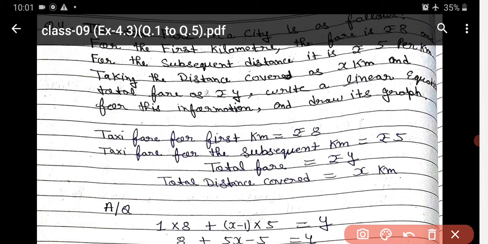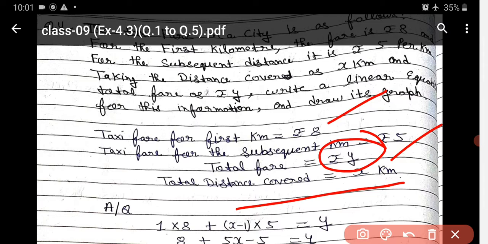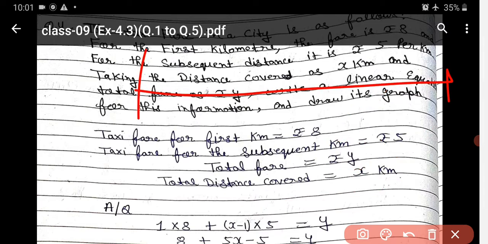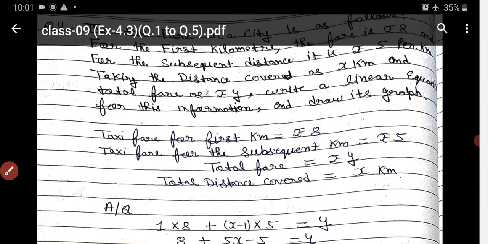So now the question is giving that the taxi fare for the first kilometer is rupees 8, and the taxi fare for the subsequent kilometers is rupees 5 per kilometer. Total fare, the total amount you have to give, is y, and total distance covered is x. As I told you, if the total distance covered is x, then if you travel 1 kilometer, the remaining distance is x minus 1. Now just look at the condition.